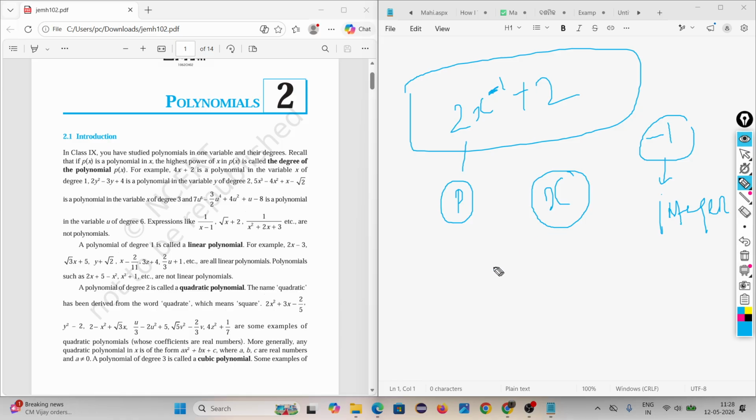So according to our definition, a polynomial has the power of a variable that should be a whole number. But here we are getting the variable power as an integer. So it is not a polynomial. It is an algebraic expression, but it is not a polynomial.